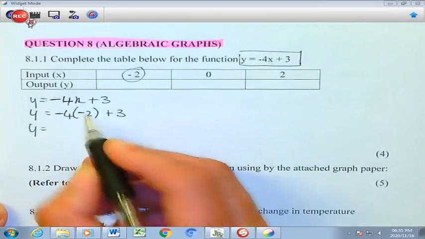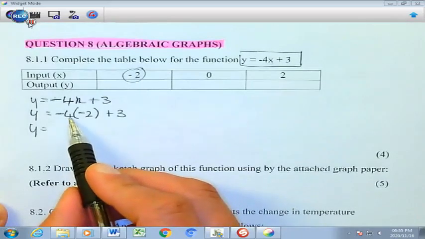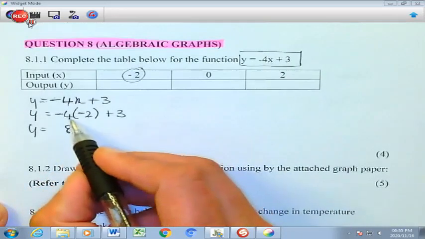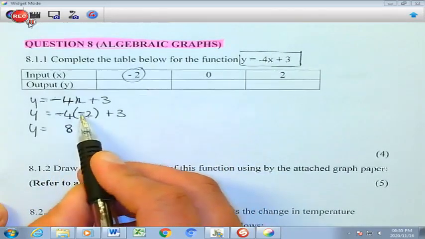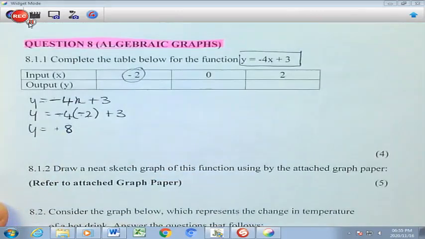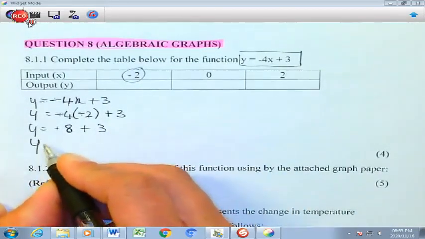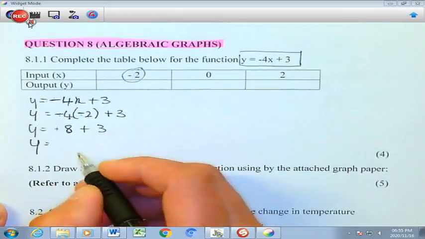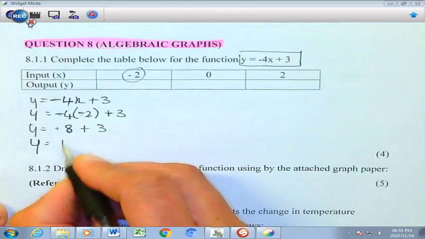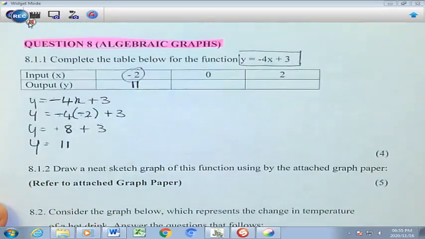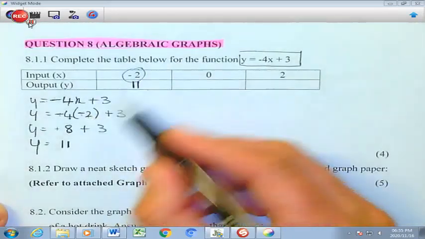times negative 2. Now let me break it down for you. 4 times 2, that is going to give us 8. No doubt. But a negative times a negative is going to give you a positive. So there's going to be a positive sign there which we don't write. We only write negatives. Right? So that's positive 8, plus the 3 that's here at the back. And y equals, if you simplify it, is going to be 11. So I'm going to put 11 in there. Right, that's how you work out the first one by substituting negative 2 in there.